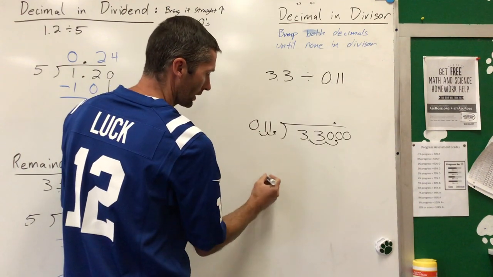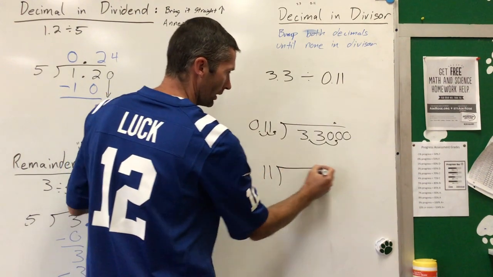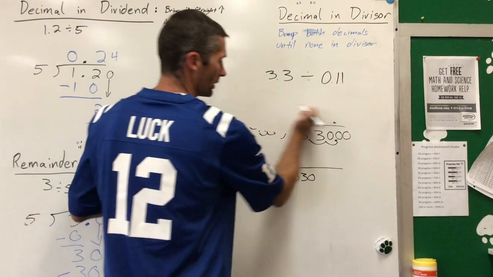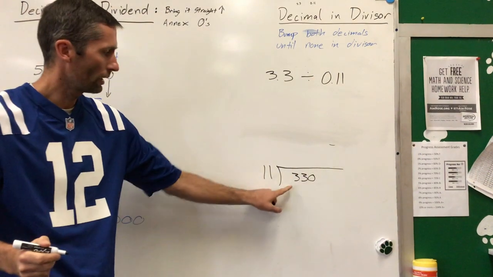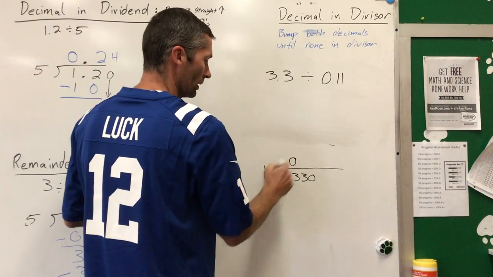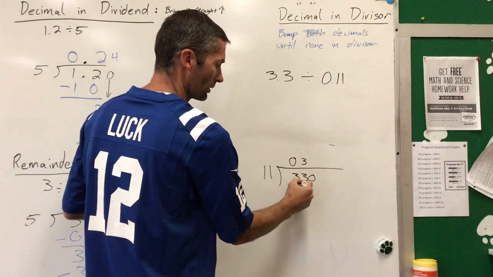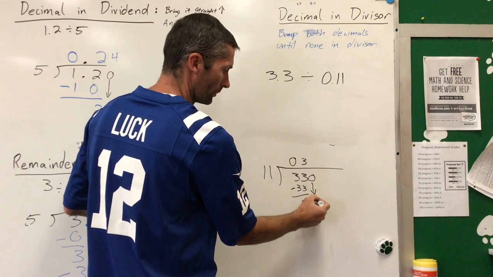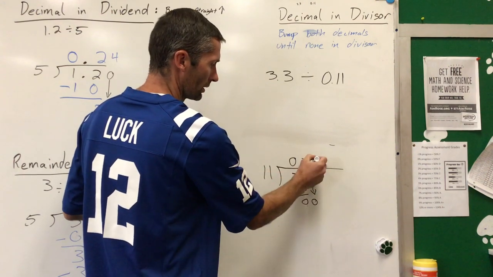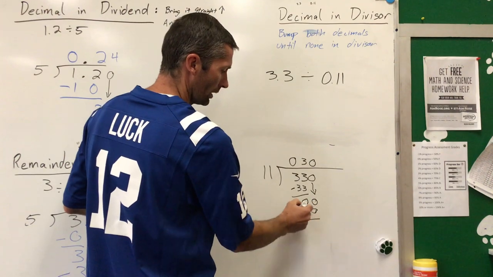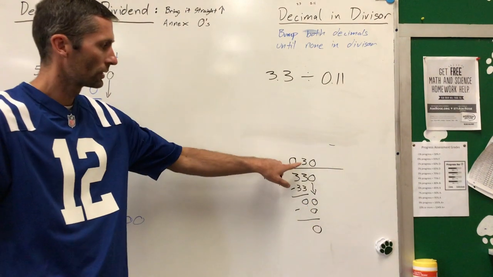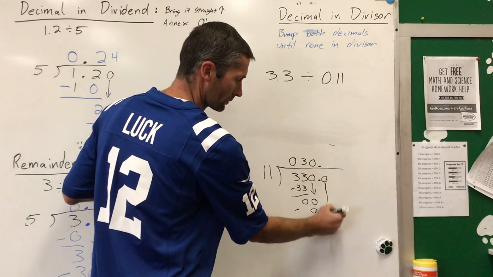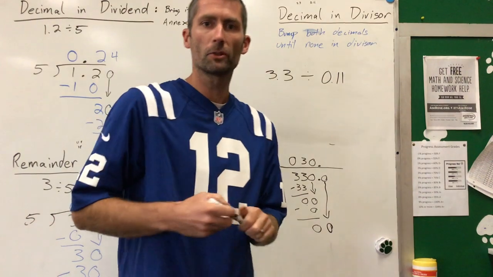So let me rewrite this. I like to write it neater. 11 goes into 330. And I could annex some zeros, but I know this one I'm not gonna need to. 11 goes into 3, 0 times. 11 goes into 33, 3 times. Multiply and subtract. Bring it on down. Bring it on back. Divide. 0, multiply, and subtract. I don't have a remainder. So my answer is exactly 30. I could keep going. All right, that's how we do decimal division.